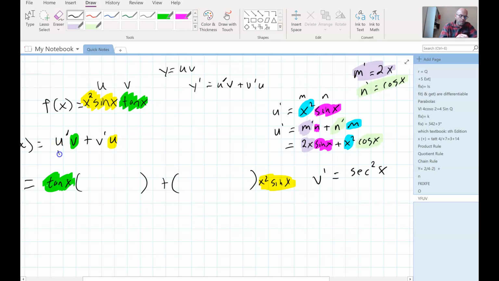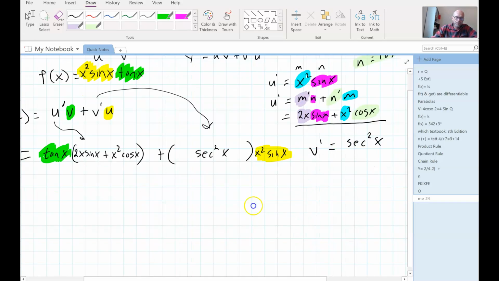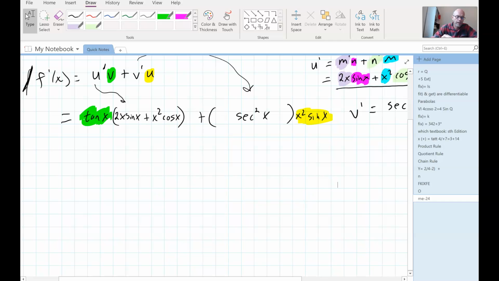Okay? So now I'm going to go back over here and think, what was I doing? I need to know what u prime is. That's going to go right there. And where is u prime? That's this right here. So I'm going to write in there 2x sine x plus x squared cosine x. And then I also need v prime to go right there. Well, v prime is just secant squared x.